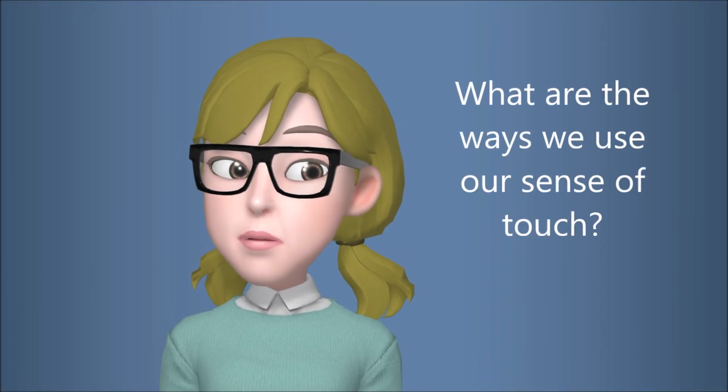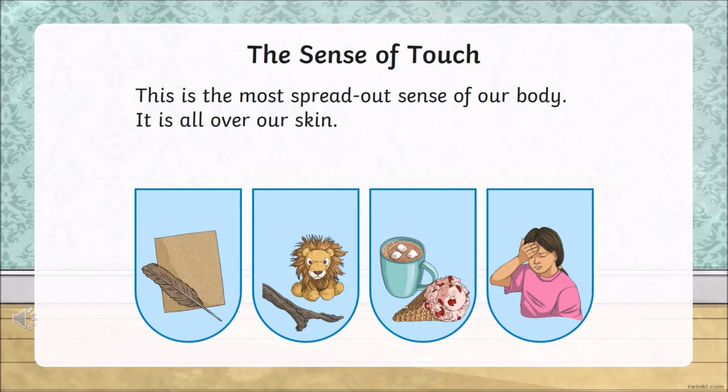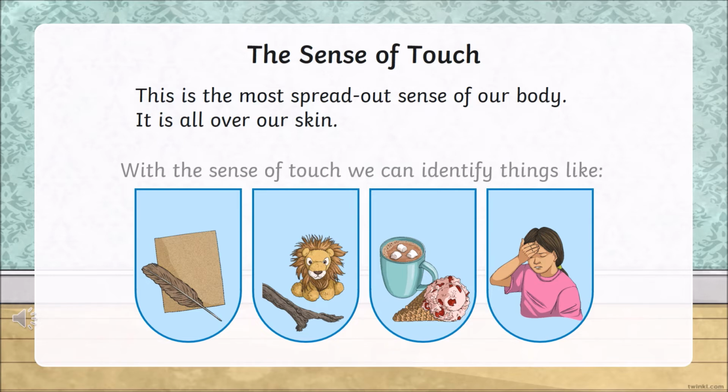What are the ways we use our sense of touch? The sense of touch is the most spread out sense of our body. It is all over our skin. With the sense of touch, we can identify things like shape, texture, temperature, and pain.